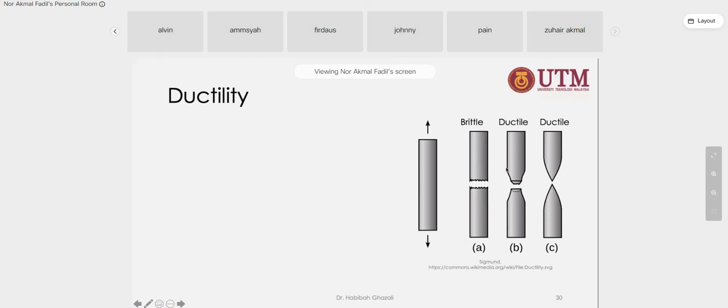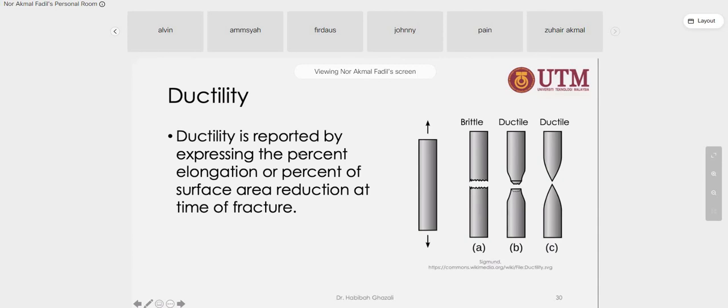B and C are ductile, why? Because they show necking. Brittle shows a flat fracture. You can see that the brittle structure is very flat. You don't see a cup and cone structure. Look at B. B is a cup and cone structure. The top part is a cone. The bottom part is like a cup structure.